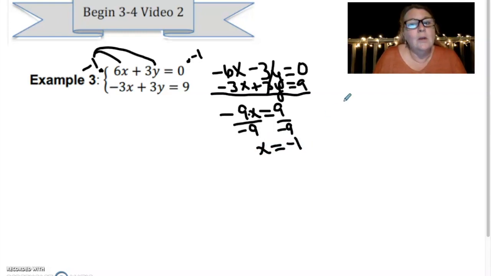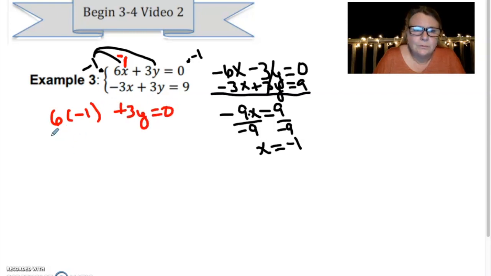That's the x value. But we need both an x and a y value. So we're going to plug that x back in just like we did on the other one and figure out what the y value is. So we're going to plug it right in here. Let me change color pens here. Okay, so we're going to plug it in right here for that x. It's a -1 that we're going to plug in. So we would have 6, make sure you put your parentheses in there, 6 times -1 plus 3y is equal to 0. And we're going to solve for y. So that would be -6 plus 3y is equal to 0.